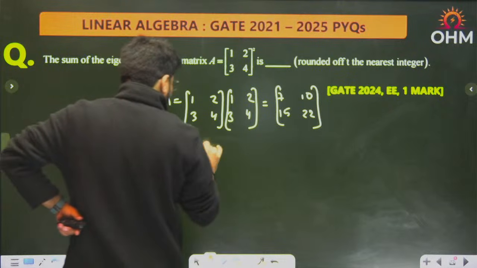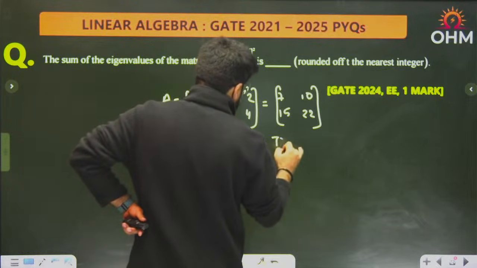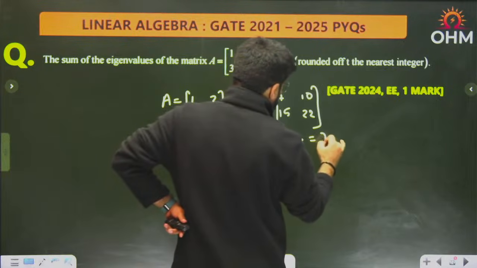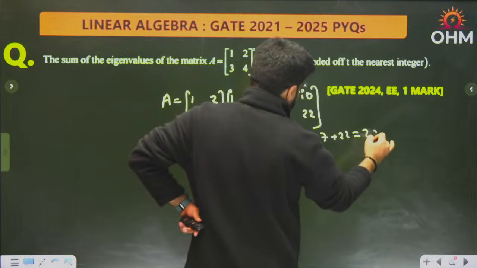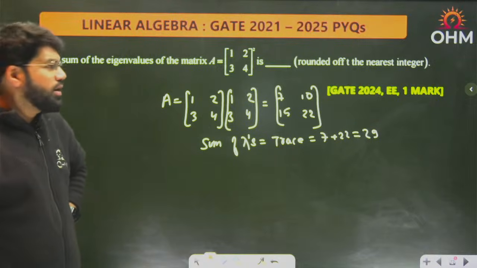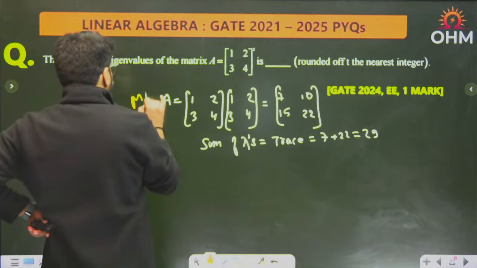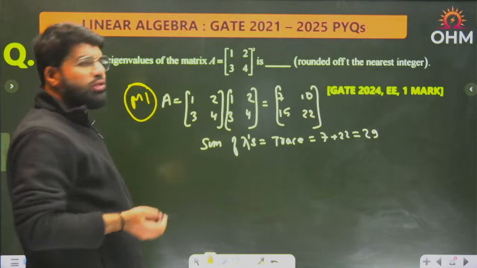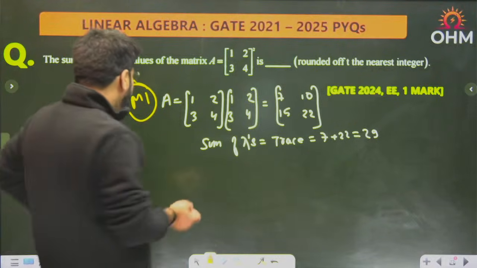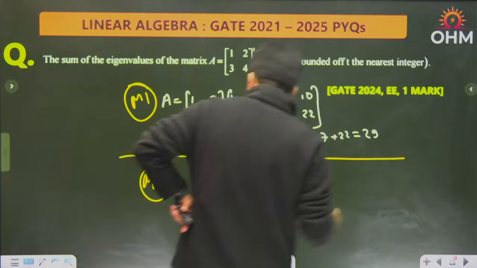Now, what is the sum of eigenvalues? The sum of eigenvalues is the trace, which is 7 and 22. This should be 29. Or otherwise, for a 2 cross 2, the product is also easy. Otherwise, what can be done?